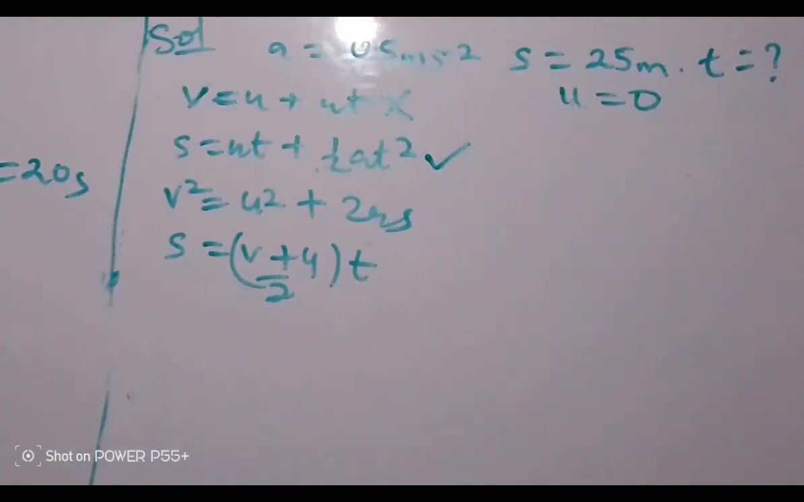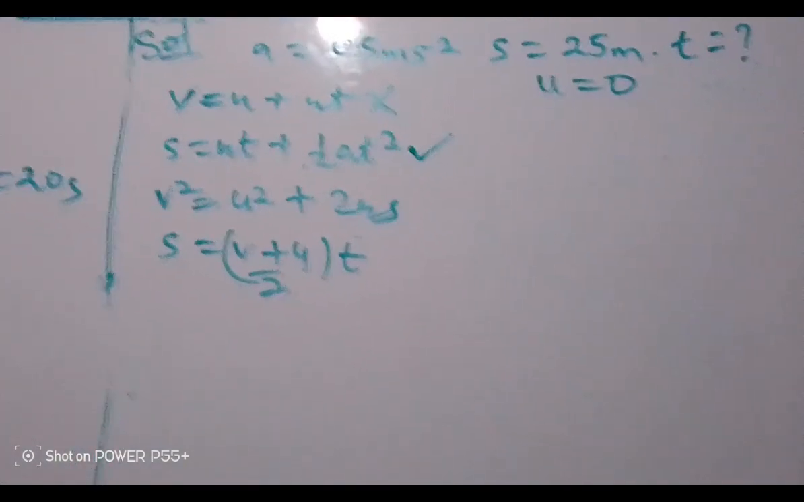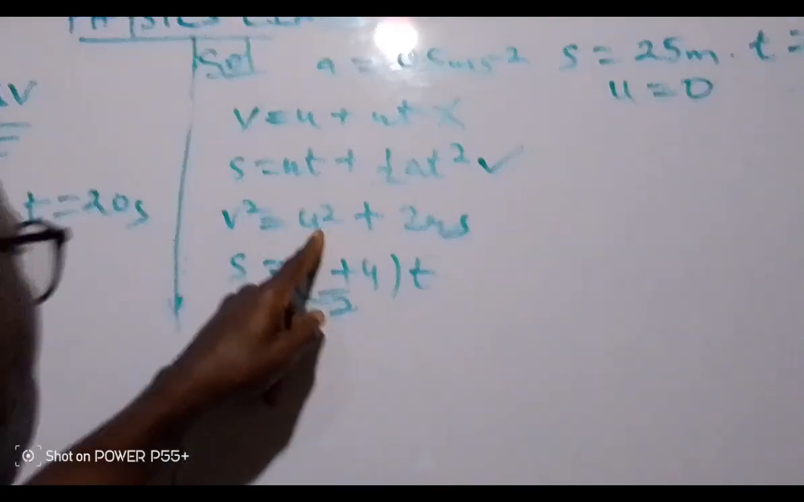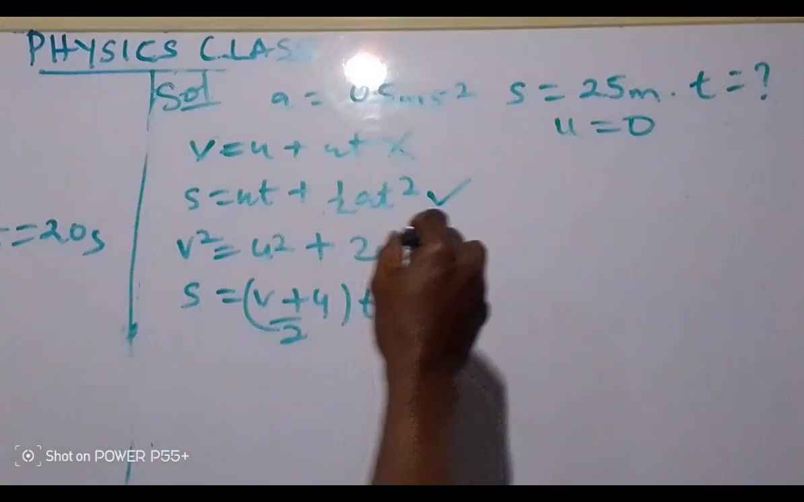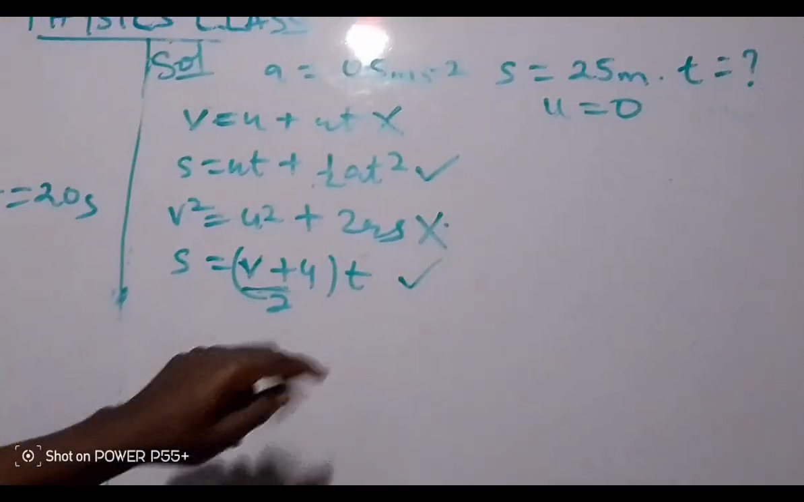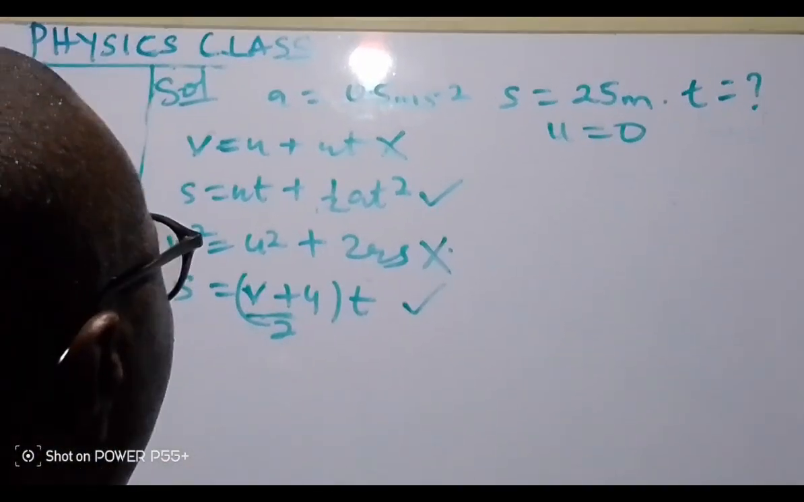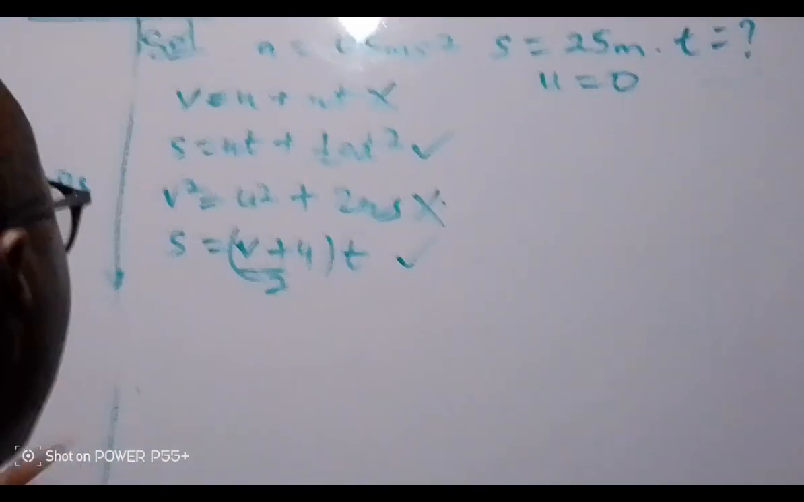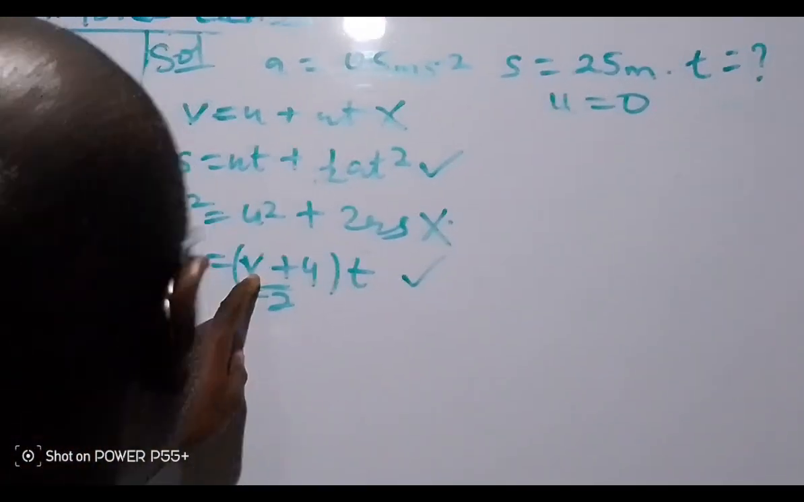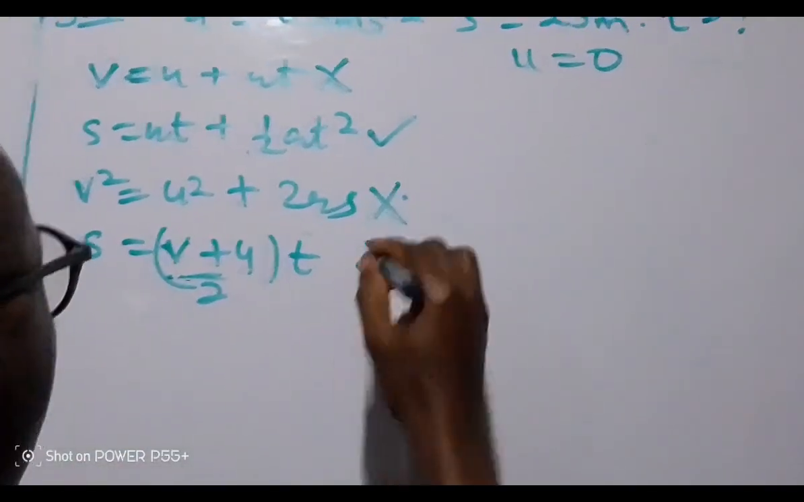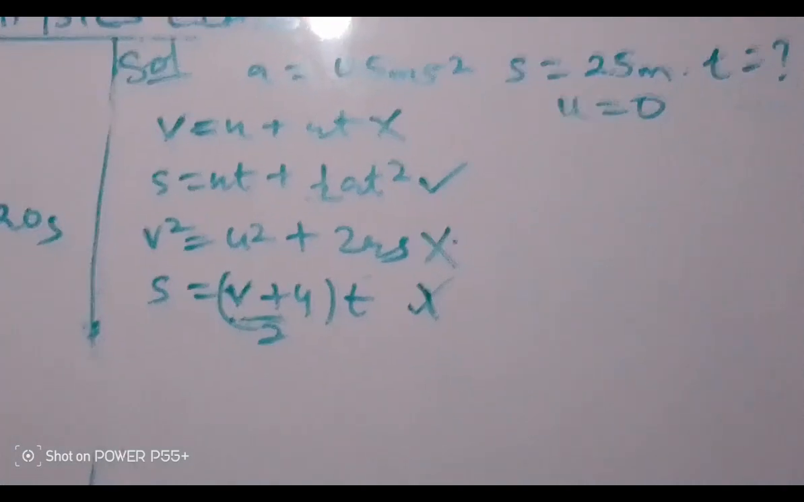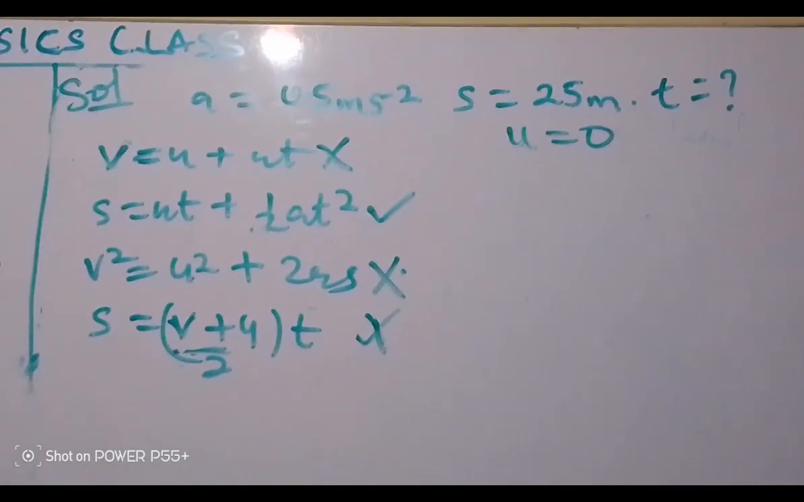Let's look at equation 3 to see if it is suitable. v squared is equal to u squared plus 2as. Time is not there, and we have to calculate time. Equation 3 is not suitable. If you look at the additional equation, v is not given, and the question says the particle covers a distance of 25 meters. So this one cannot be used. We are now left with equation 2. So write equation 2 now.